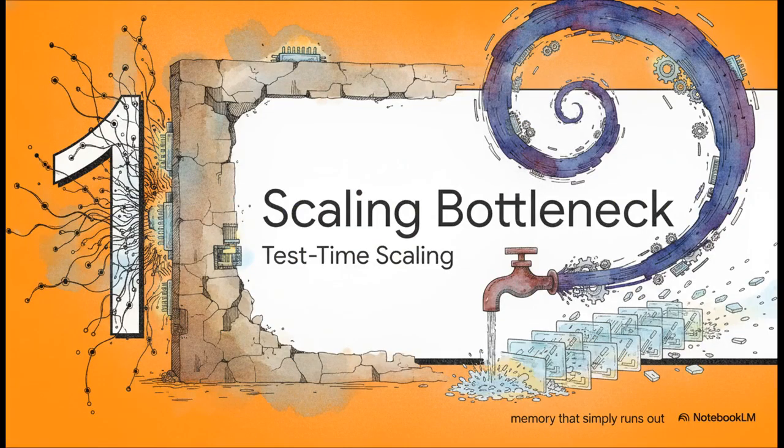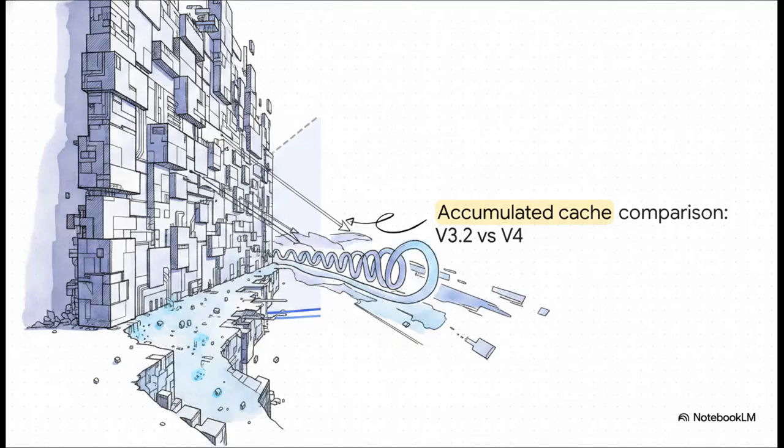Section 1. The Scaling Bottleneck. The data on accumulated KV cache details exactly how steep that memory wall actually is. Look at the scaling curve. As sequence length approaches 1 million tokens, the memory requirements for DeepSeek V3.2 scale perfectly linearly into completely unsustainable territory, shooting straight up the y-axis.